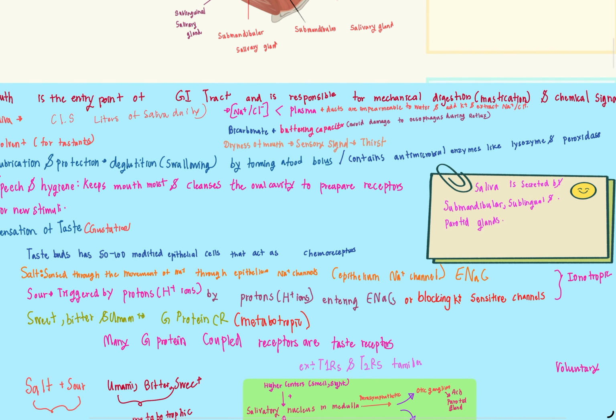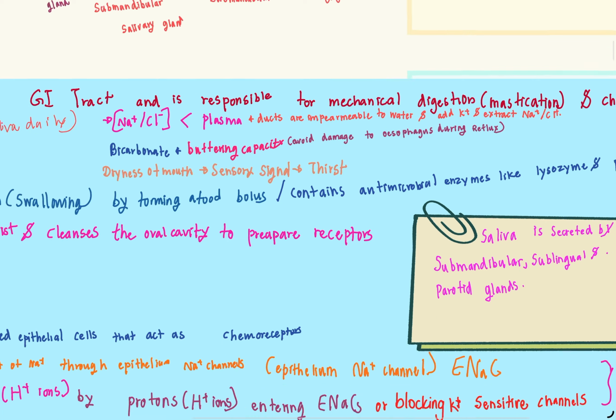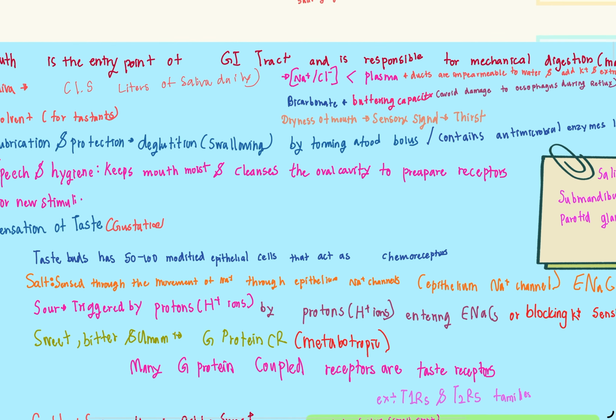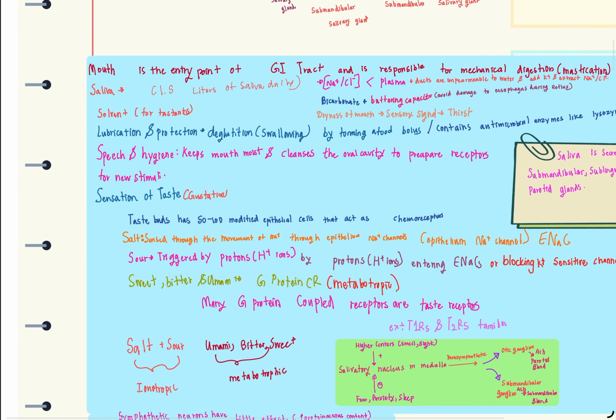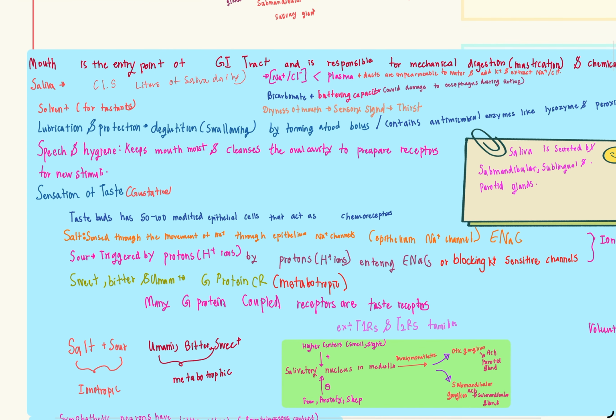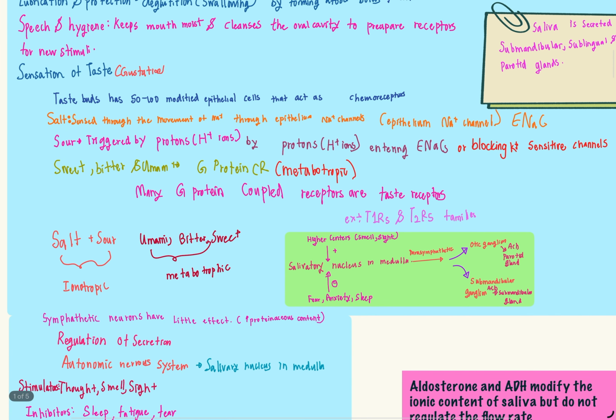So bicarbonate has buffering capacity that will avoid damage during reflux. And also saliva helps in lubrication and protection via mucus, and protection via antimicrobial enzymes, and sensation of taste, gustation, because there are taste buds, and salt taste via ionotropic receptors, while sweet, bitter, and umami taste via metabotropic receptors.